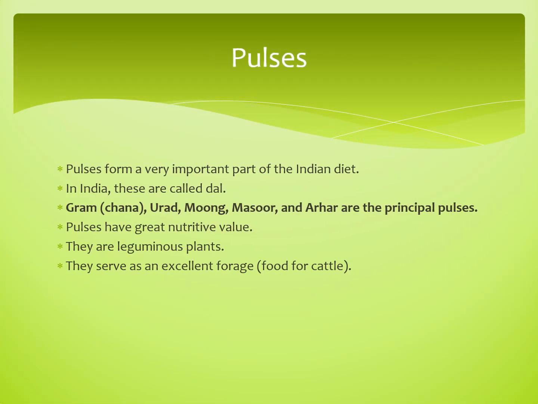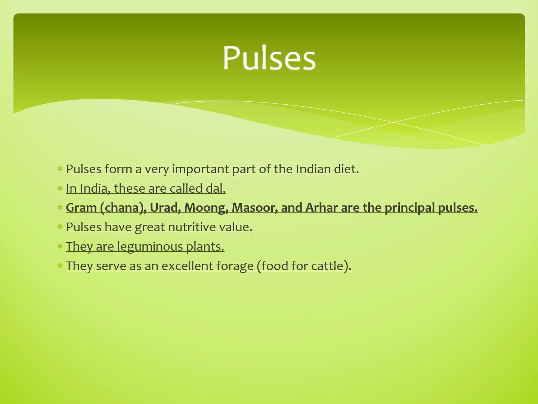Let's talk about pulses now. Pulses form a very important part of the Indian diet. In India, these are called as dal. Gram, which is also known as chana, urad, moong, masoor and arhar are the principal pulses. Pulses have great nutritive value and provide the much needed vegetable proteins to a very large vegetarian population of India.